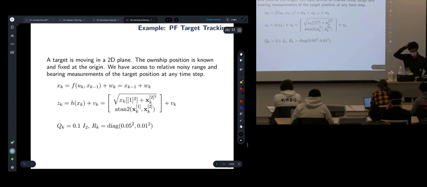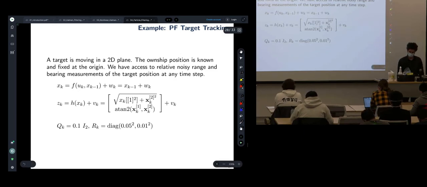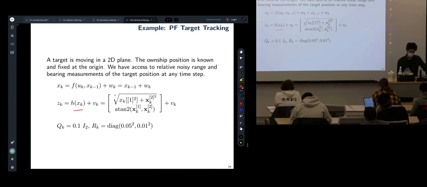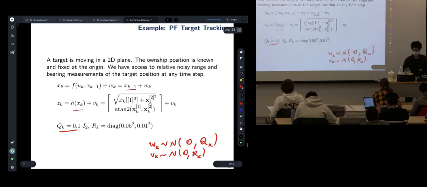Well, let's look at the examples. So let's look at the same target tracking example. We have a nonlinear model for the measurement, and the motion model is still linear because we don't know anything about the target. We assume the same previous position from the target at time step k minus 1 plus some noise. And we assume w_k is a Gaussian with 0 mean and covariance Q_k that you see here. And this one is also a normal distribution with 0 mean and covariance R.